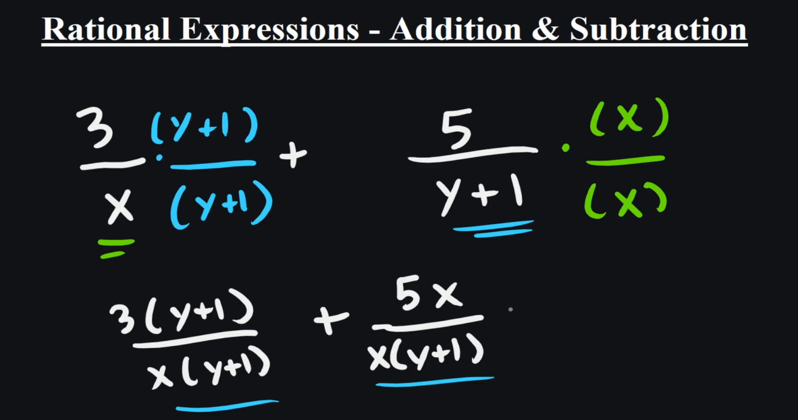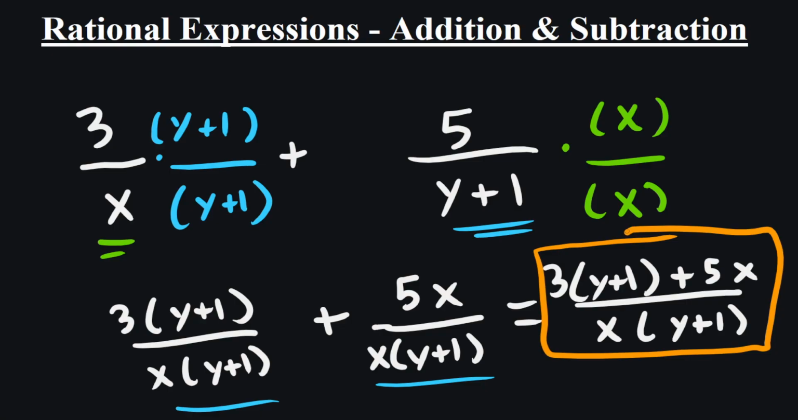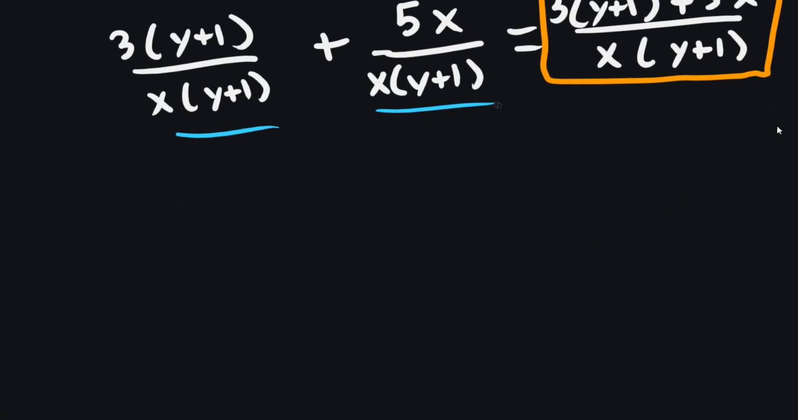So in order to add these fractions, we can just add the numerators. So we'll add both numerators, this 3 times y plus 1 and this 5x. So we'll add both of them. So 3 times y plus 1 plus 5x over x times y plus 1. And there we go. That is how we add two rational expressions. And I'll show you a slightly more complicated example when subtracting two rational expressions.